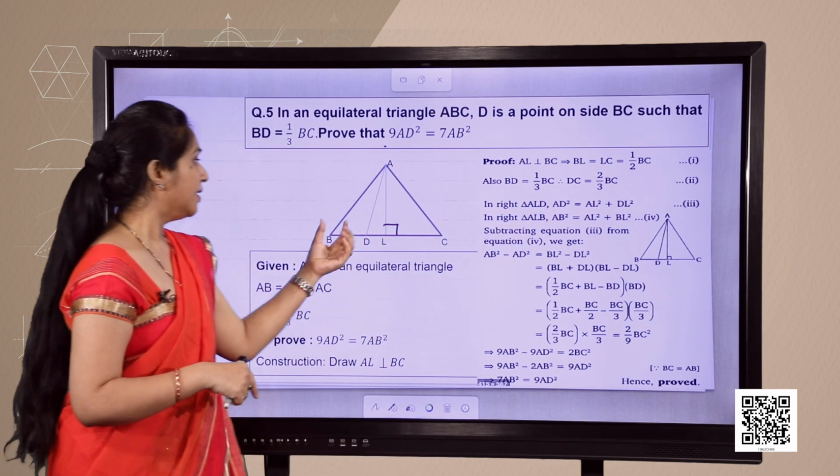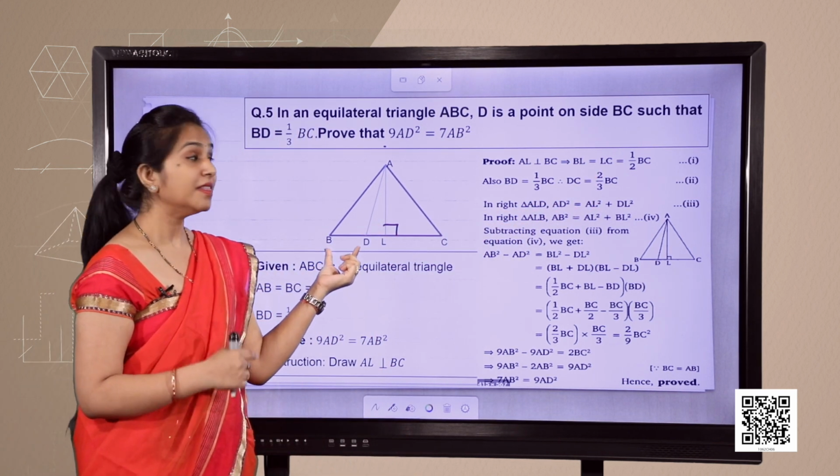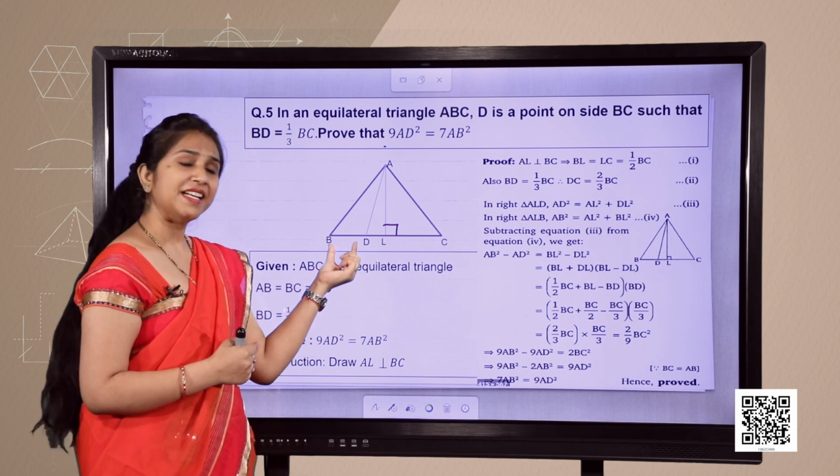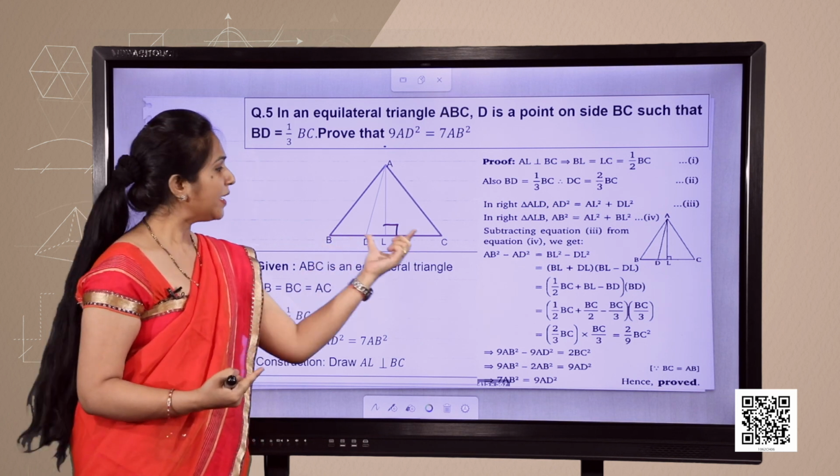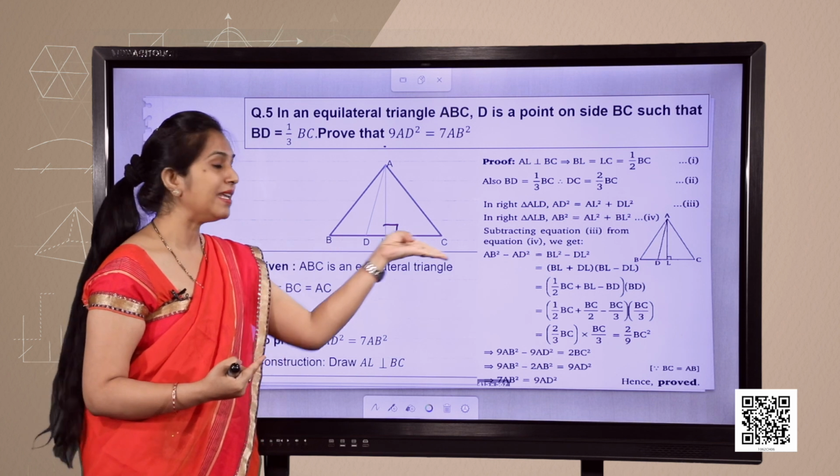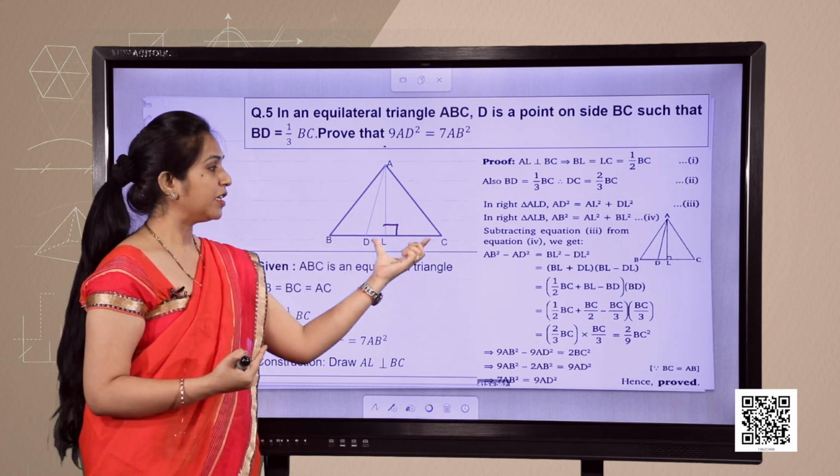And second thing, this is given to you that BD is 1/3 of BC. So, if BD is 1/3 of BC, what can you say about DC? This whole length is BC. If this is 1/3, what about this side?